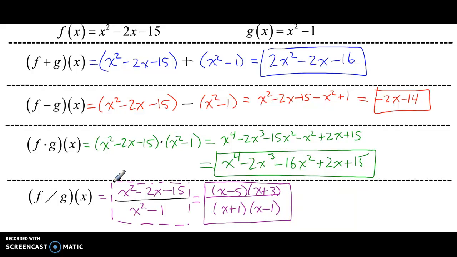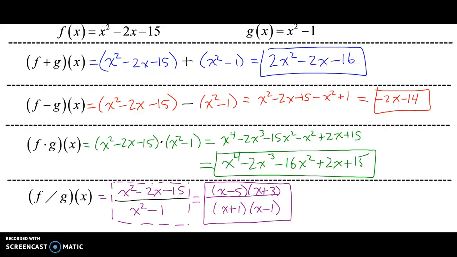But you will notice one extra little thing happening here in this case, and that is, in the first three, adding and subtracting and multiplying, we started with polynomials and we ended with a polynomial. Here with division, we started with polynomials and we've got something different now.